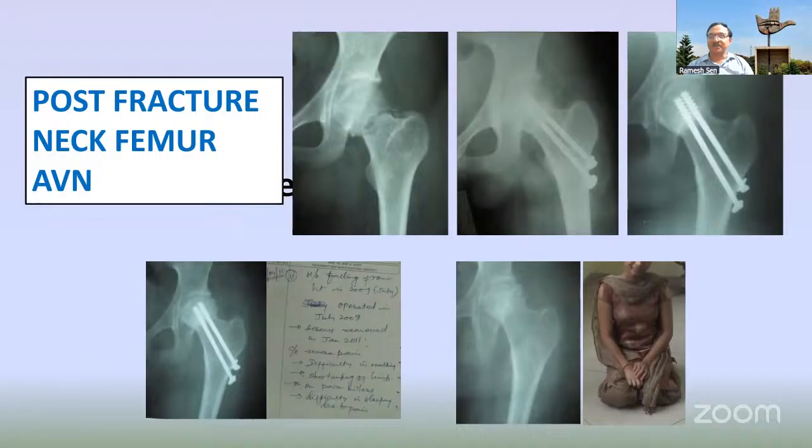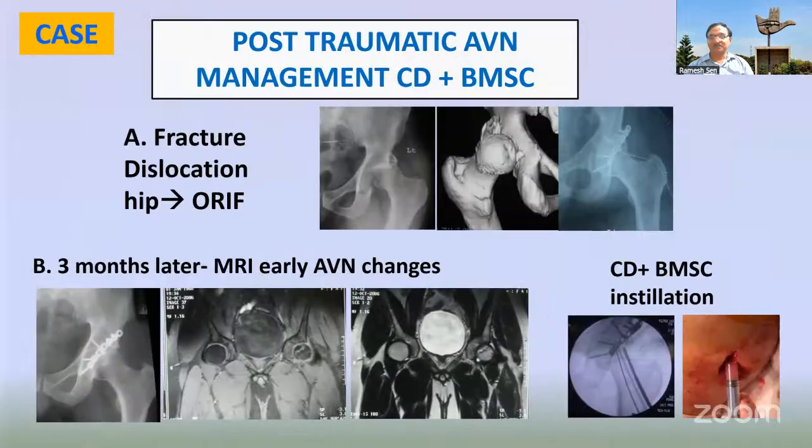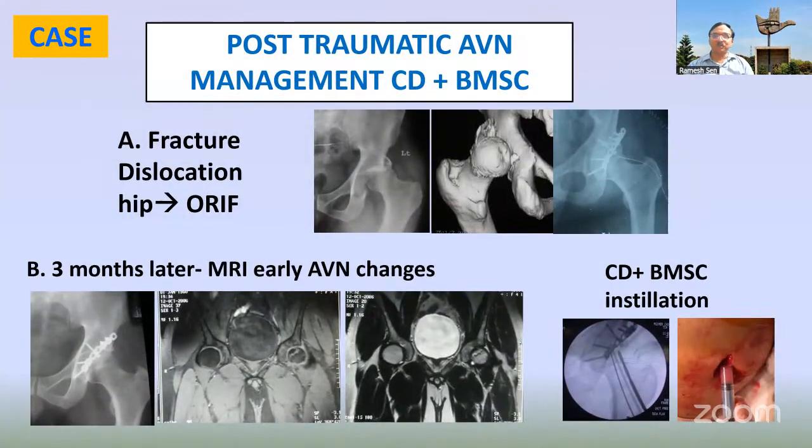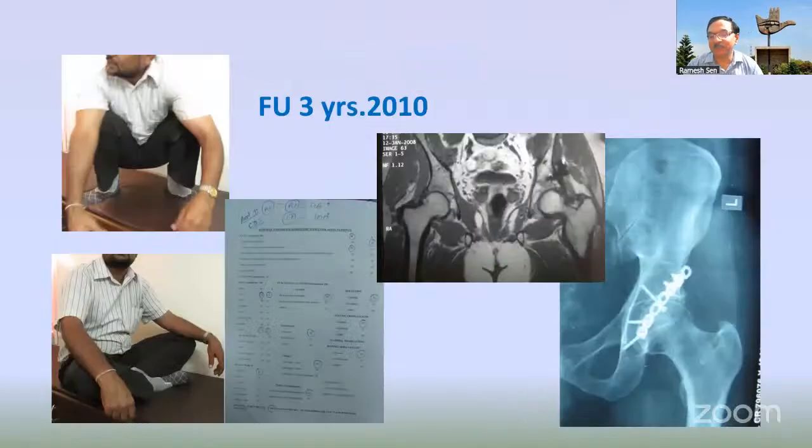Now here is a girl who has got a fracture neck, fixation done, fracture united, but it went to AVN. Or it is a dislocation which went to AVN. Because it's a part of this, we were doing the stem cell installation along with core decompression, and we were diagnosing them at 3 months because we were getting MRI done in all those cases. We did stem cell installation in them also. And you see, things settled down at 3 years. He has got a good hip.